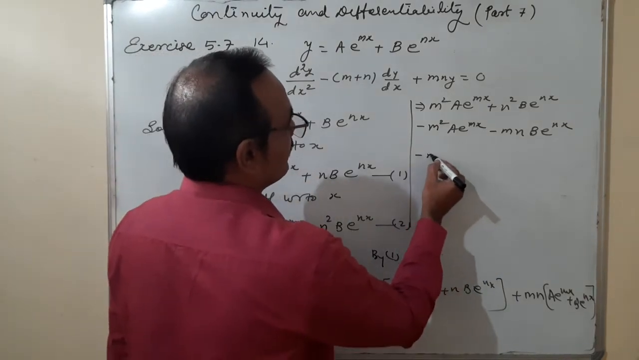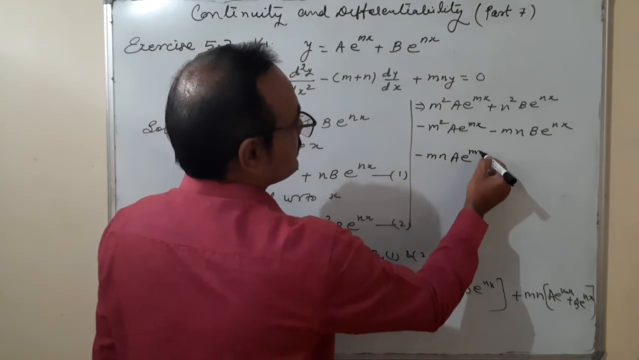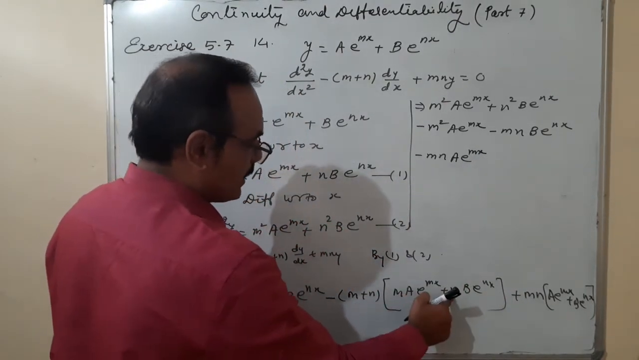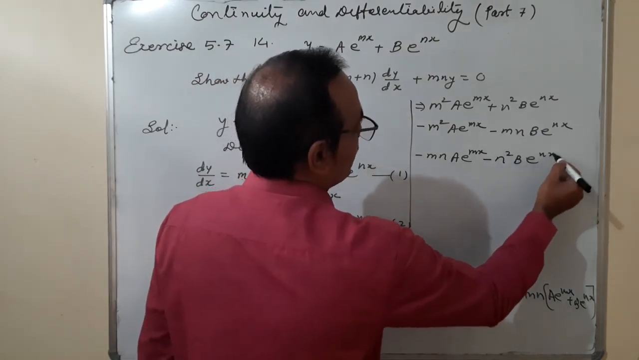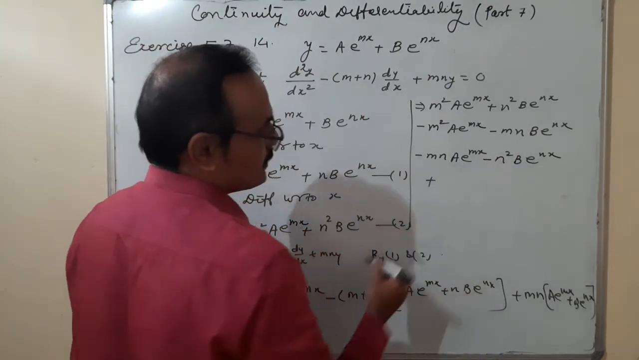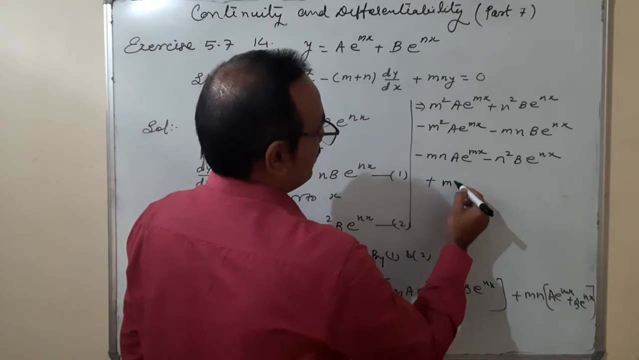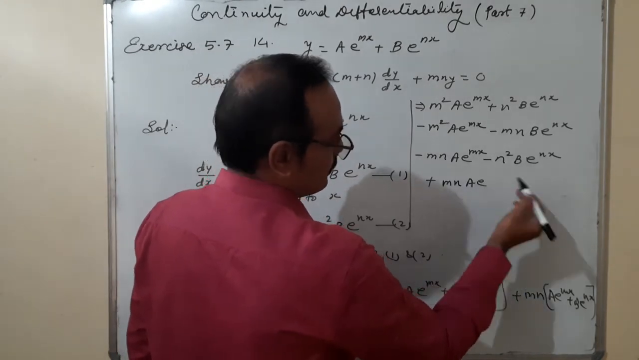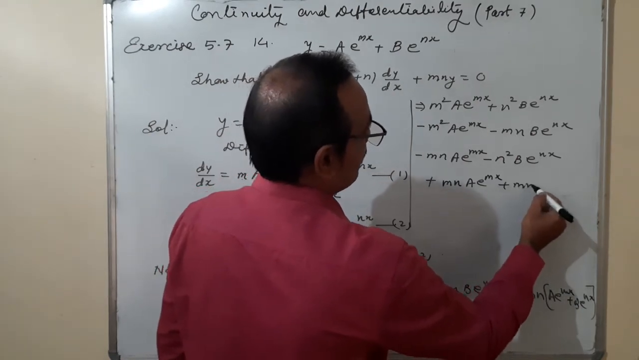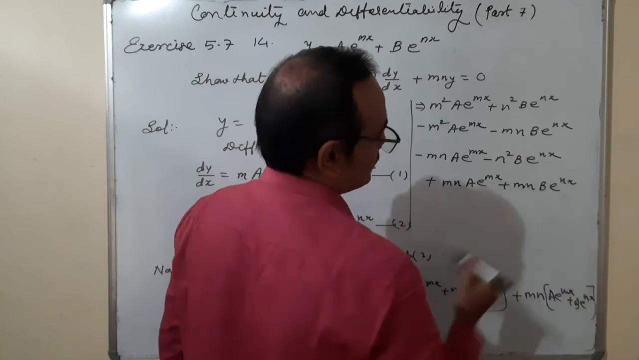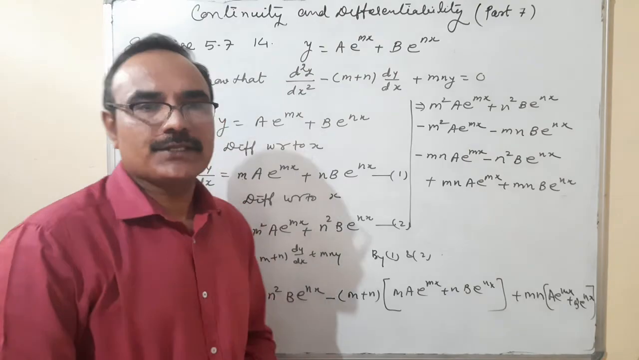Minus mn a e to the power mx, minus n multiplied by plus n, minus n square b e to the power nx. Okay. Plus mn a e to the power mx plus mn b e to the power nx. Okay. So multiplication after. Now you can see that all the terms will be cancelled.